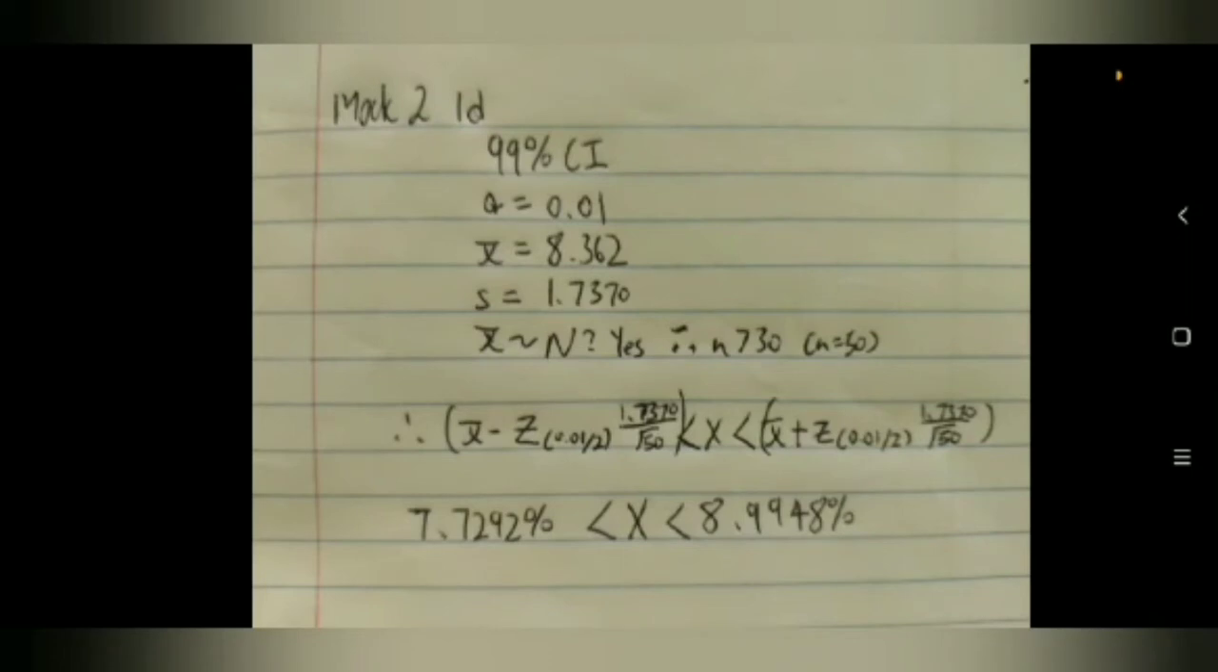As we have listed out the equation, we can put all the information we have found above into the equation, and lastly we have one unknown left, which is the Z, and we can use the normal distribution table to find the value of Z. After we have found the value, we can calculate the equation easily, and finally the answer is that X is between 7.7292% and 8.9948%.